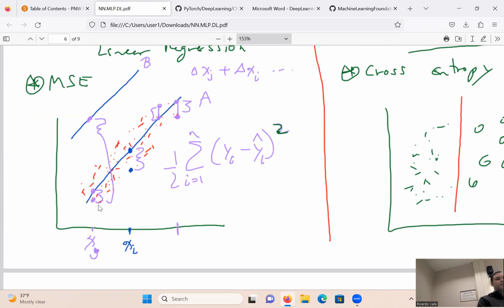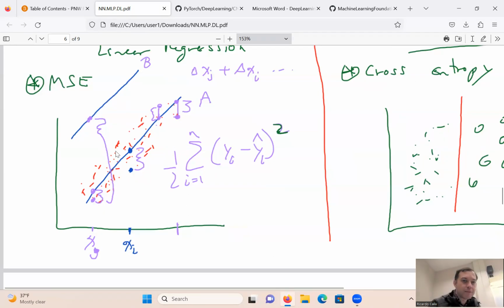Now let's look at the other case. The red dots don't change, right? Because that's the real data. But now I have another set of weights and biases, and that produces this blue line over here. Do you see that? So now the differences have to be with relation to the red dots and this blue line. So again, I'm going to take the same X, right?